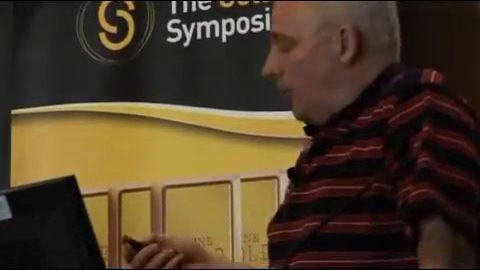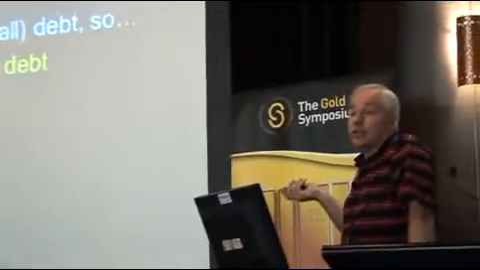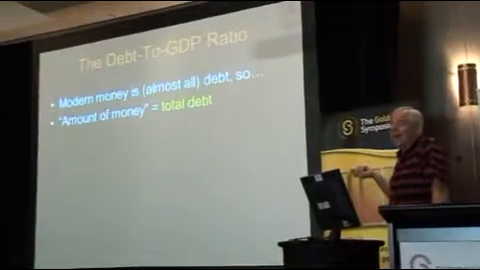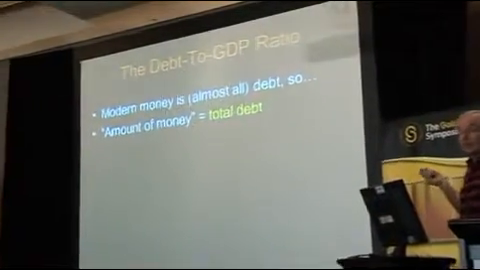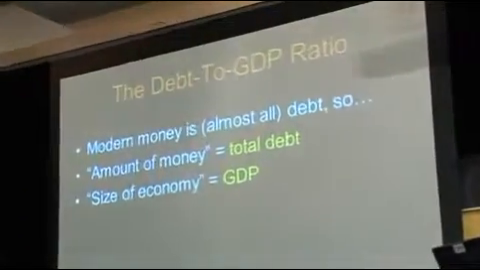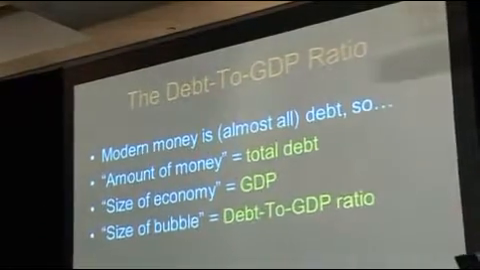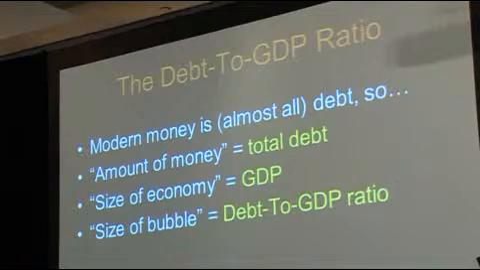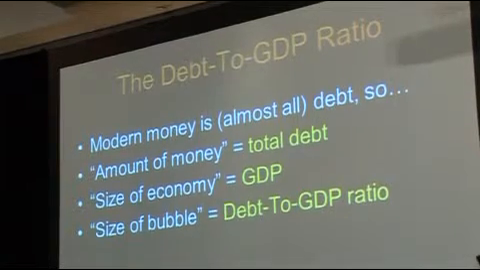It's quite easy to track bubbles at a society-wide level. Modern money is all debt, so the amount of money is just equal to total debt. And we know what the total debt is. You just go and ask all the banks, because banks create money. Debt is money, and the banks create it all, so you just ask them how much debt they've got. The size of the economy is roughly measured by the GDP. So the debt to GDP ratio gives you an idea of how big the bubble is in a society.